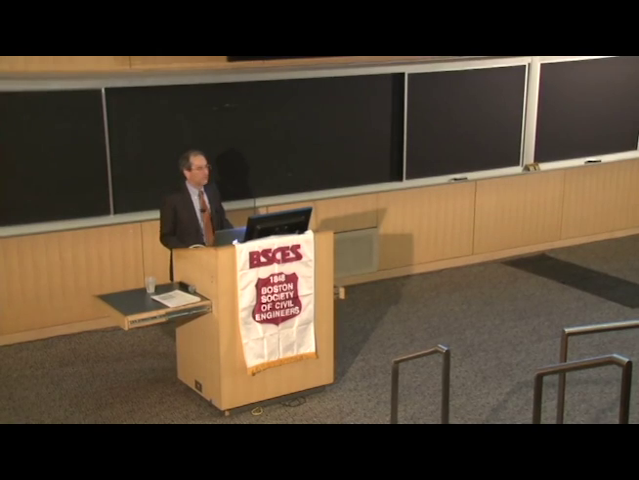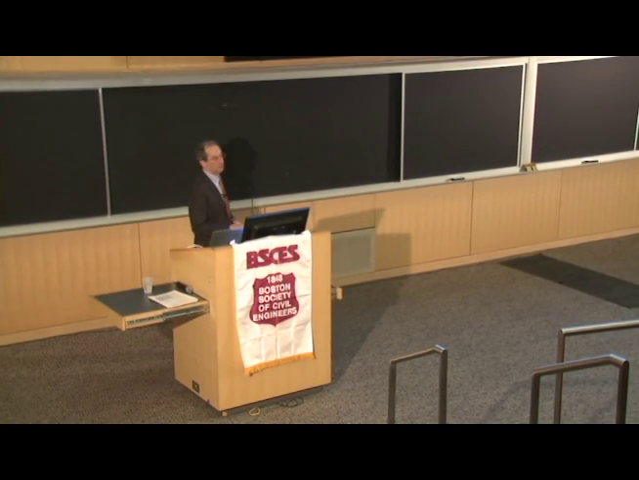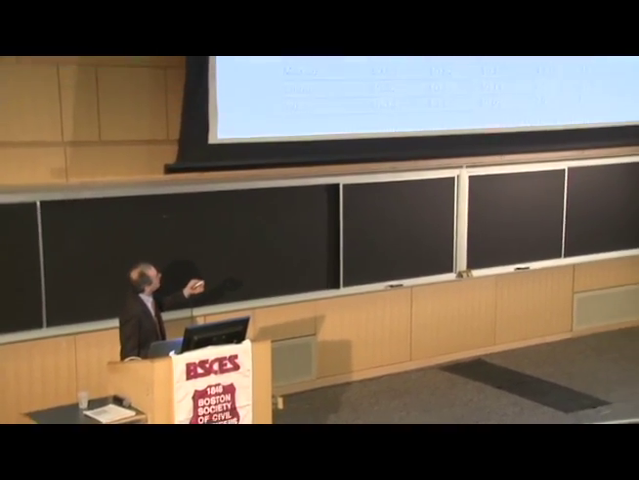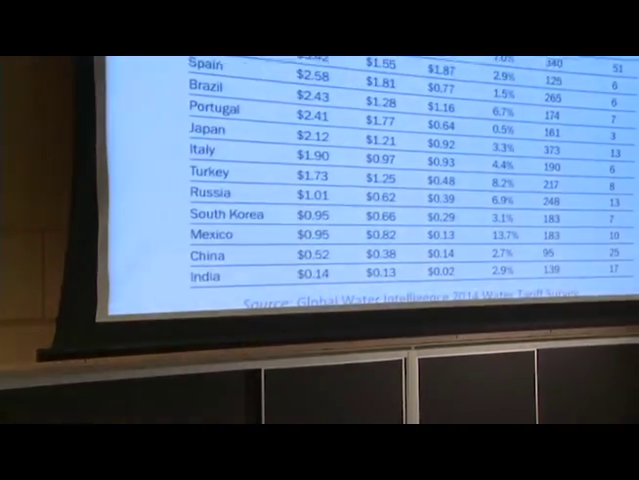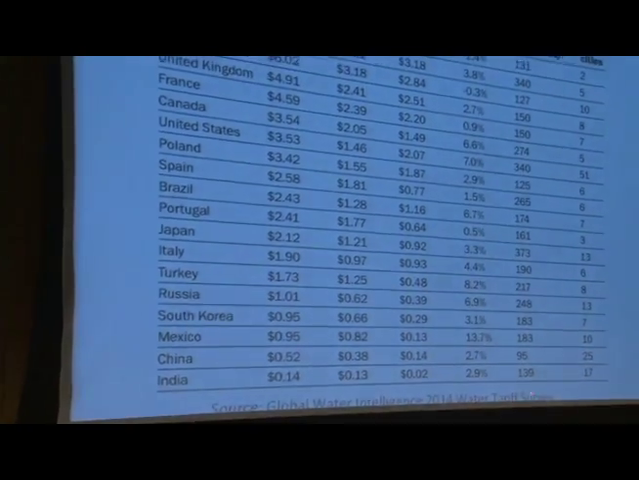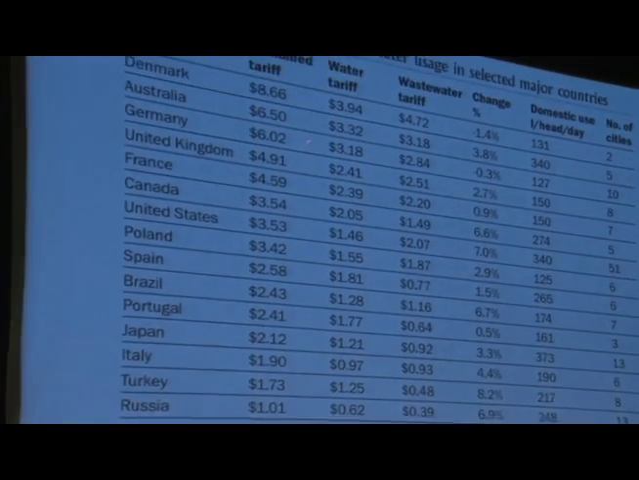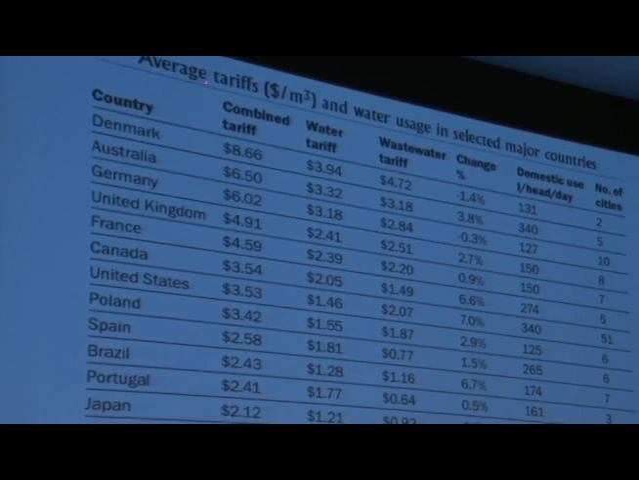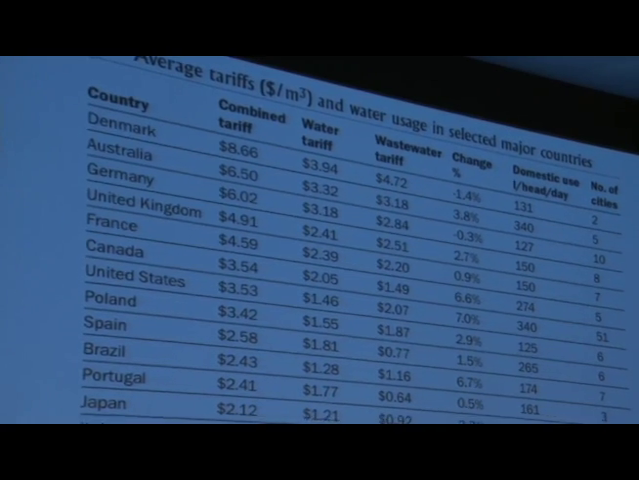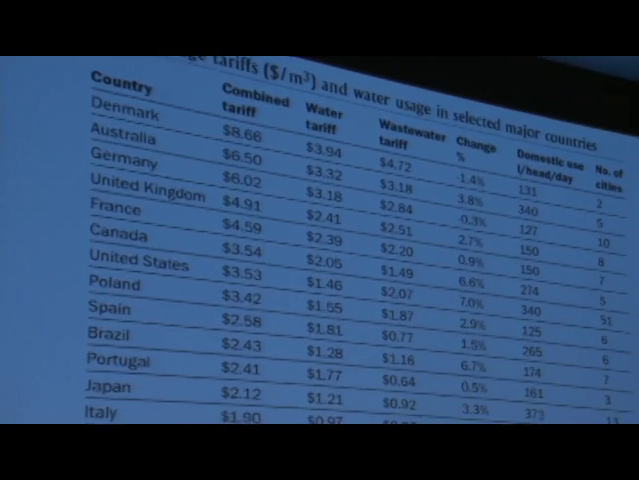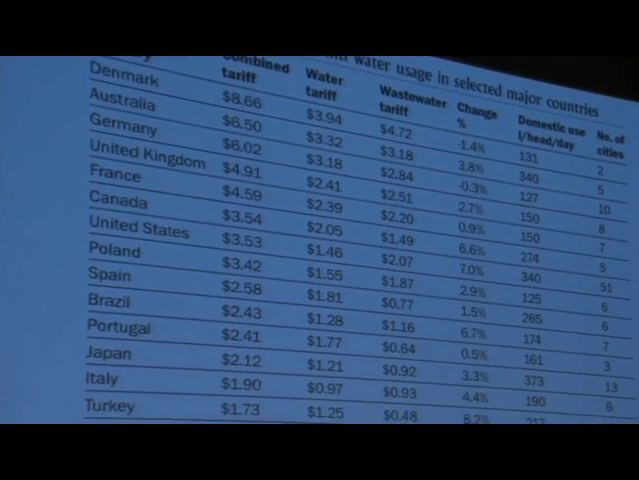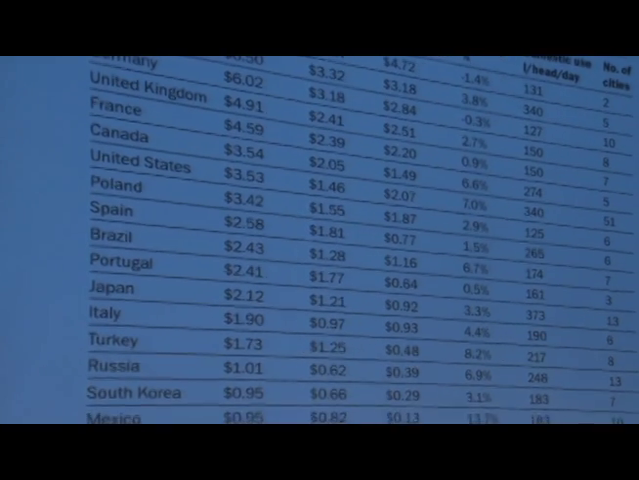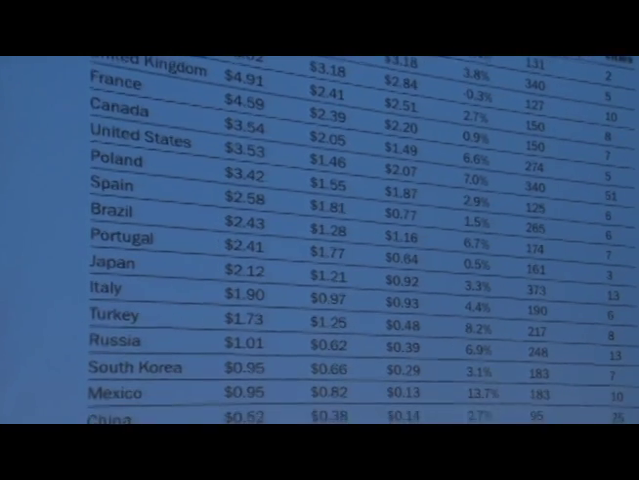When I show people this, they immediately ask about pricing. And so what I've got here is some data from Global Water Intelligence. This is a survey from 2014 of water tariffs. This includes separately the water tariff and the wastewater tariff, so this is a combined water sewer tariff. These are in order of what the tariff is in US dollars in that year. And then over on the other side, you'll see daily domestic use.